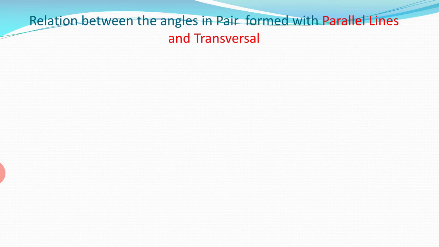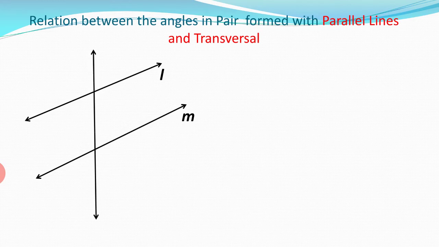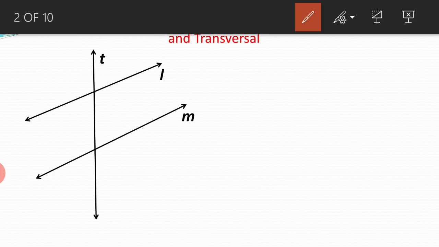So if there are parallel lines which are intercepted by a transversal, suppose L and M are parallel and it is intercepted by a transversal. You must be remembering the definition of transversal. Transversal is a line which intersects two or more lines in two or more different points, that is distinct points. Is it okay? So such a line is called a transversal. You must be remembering this, we have studied in 7th standard.